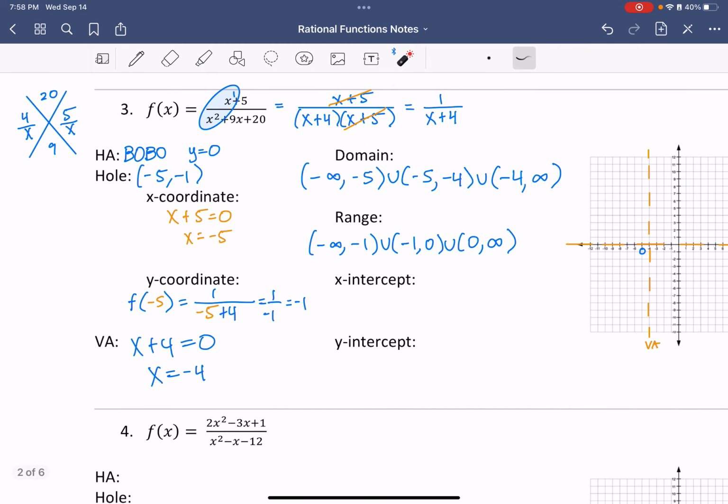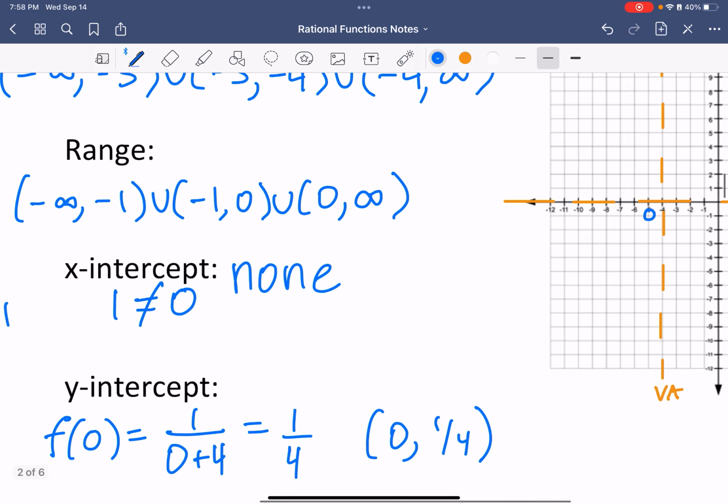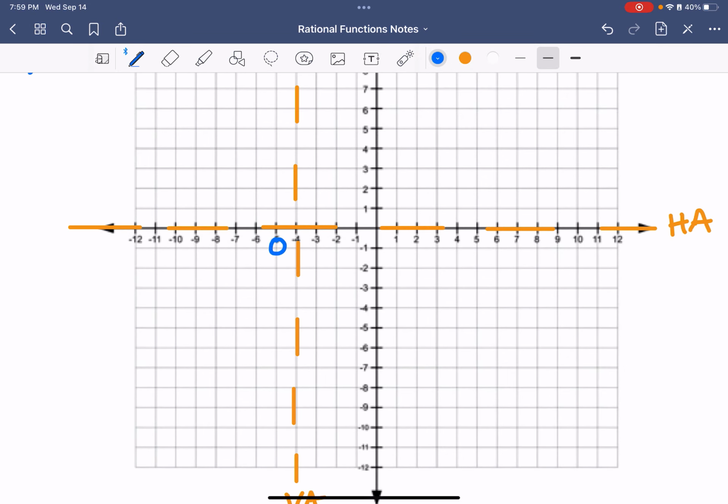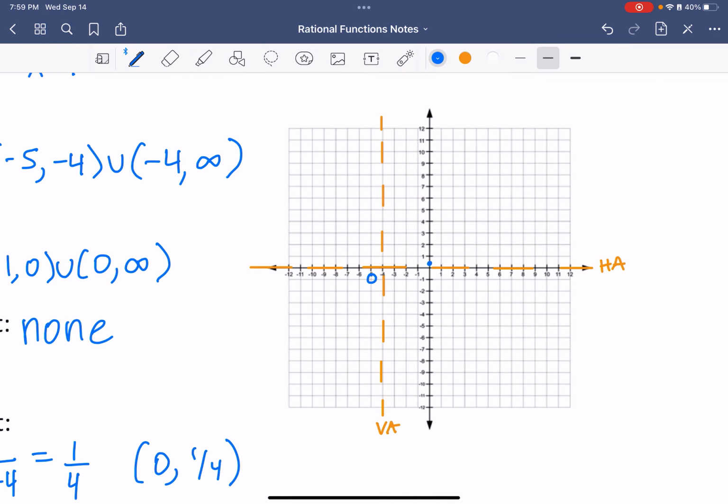So the x-intercept, you grab the numerator, which is 1, and set it equal to 0. Like we discussed earlier, 1 does not equal 0. When that happens, there is no x-intercept. For the y-intercept, you do f of 0, and everywhere you see an x, you're going to replace it with a 0. In the simplified function, there was only one x, so I replaced that x with a 0. You get 1 over 4, which as a coordinate point would be 0, 1/4. Okay, so at 1/4, there will be a little dot to represent the y-intercept.